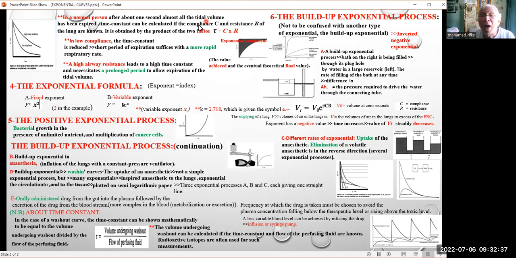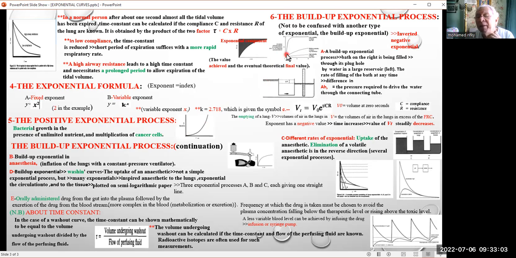Now comes what we call the build-up exponential process. It must not be confused with what we call the positive exponential process, because the process goes in such a way from 0 upwards in a build-up. But this is not a build-up. You see, this is not to be confused with what we call the positive exponential.